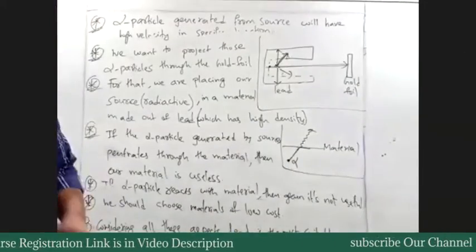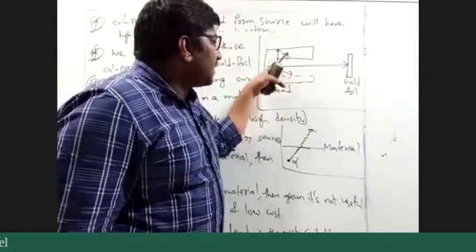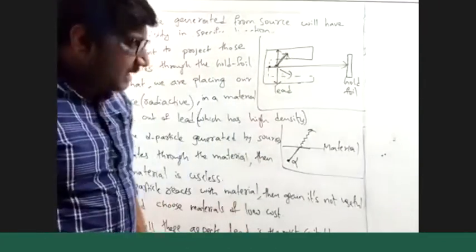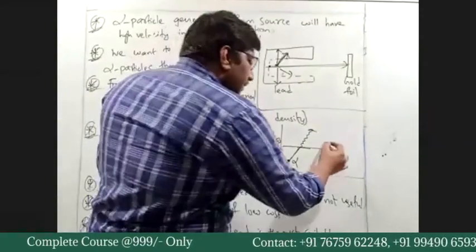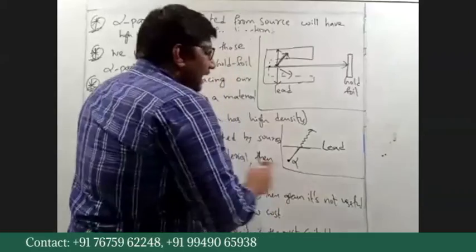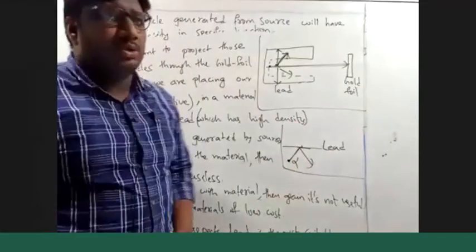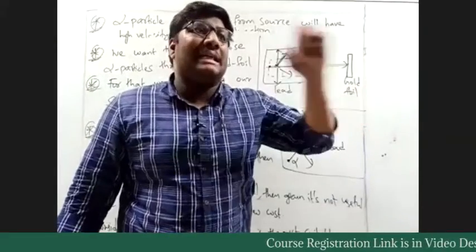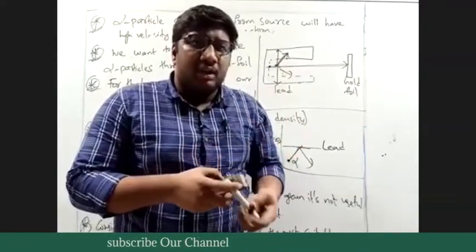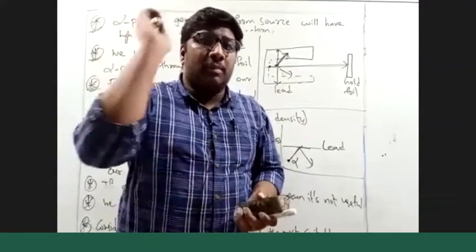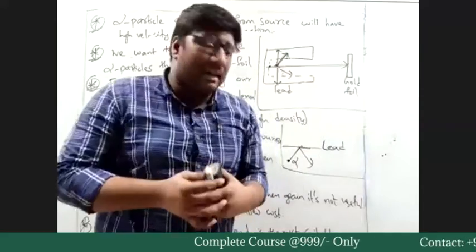Okay, so listen here. Our first target is, if the alpha particle is generated and has velocity in this direction, if our material is lead, the alpha particle cannot penetrate, so it will reflect back. Yes or no? Think of throwing a ball to a wall at a certain angle. You throw the ball to the wall at a certain angle, it will deflect with some other angle, yes or no?